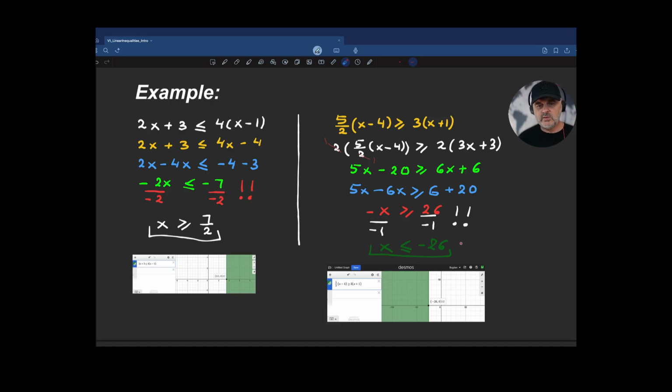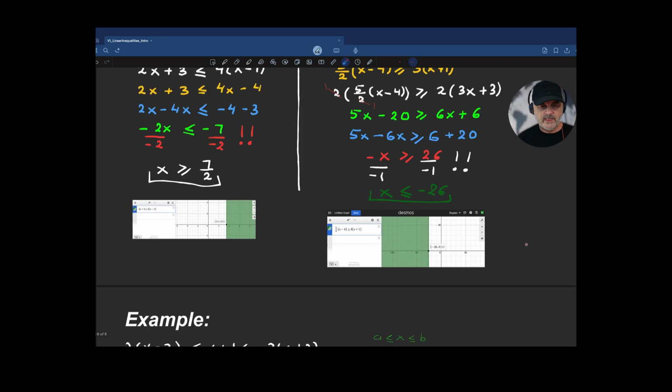So on the number line, you would mark negative 26. You would include that endpoint and you would show the region going to the left. So solving linear inequalities, or you will learn soon that any type of inequalities, is about finding a set of numbers that would satisfy the statement, not just one particular value.